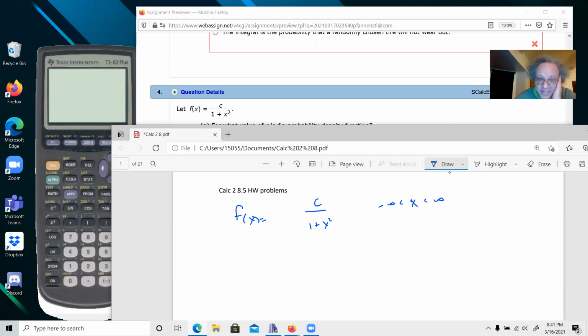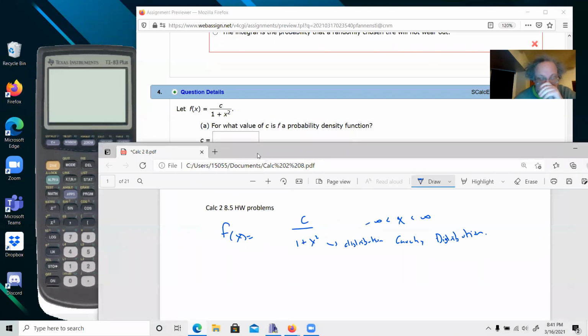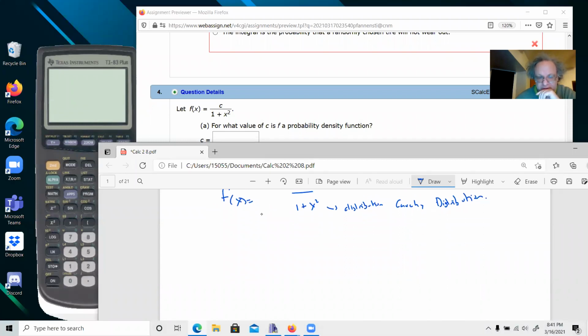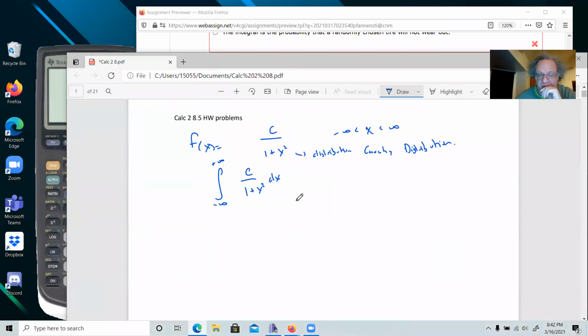As a matter of fact, this is a pretty famous distribution. This is called a Cauchy, C-A-U-C-H-Y distribution. And the reason it's interesting, we'll get into at the end here. So the first thing, figure out what value of c. We have to integrate this. We're going to go from negative infinity to positive infinity of c over 1 plus x squared dx. Now, again, we get all the joy of all the improper integrals here.